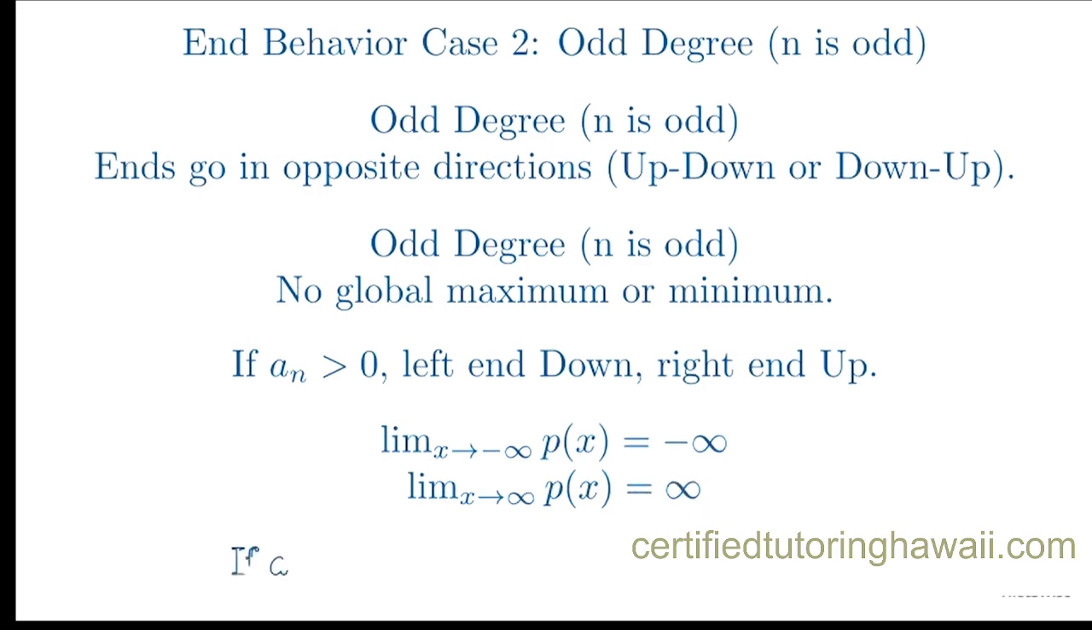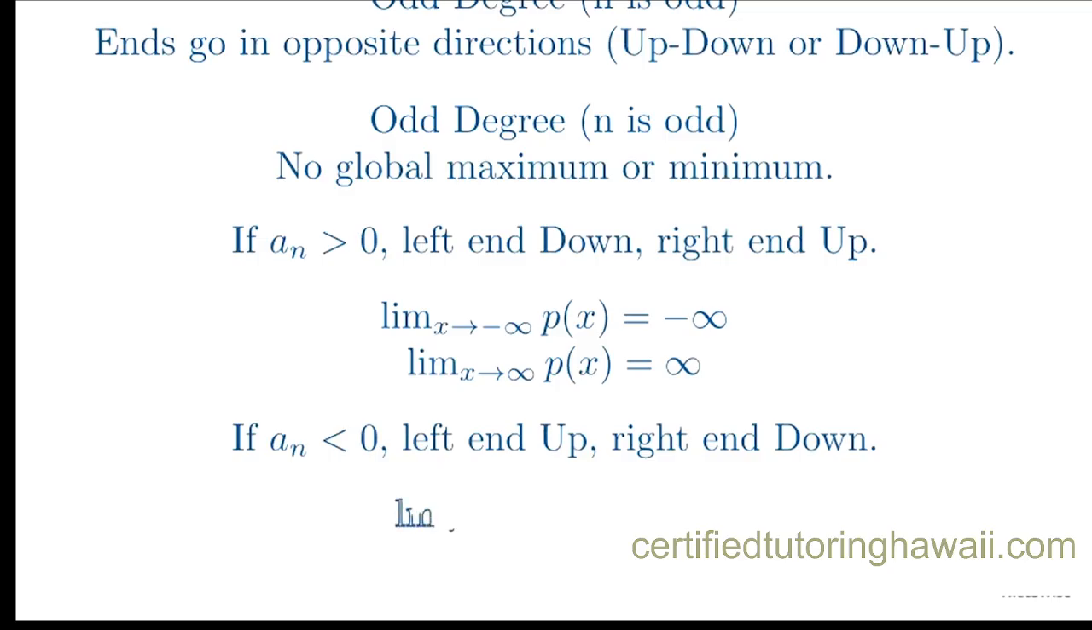If the leading coefficient is negative, the orientation is reversed. The left end goes up and the right end goes down. It falls from left to right. In this case, as x goes to negative infinity, the function goes to positive infinity, and as x goes to positive infinity, the function goes to negative infinity.